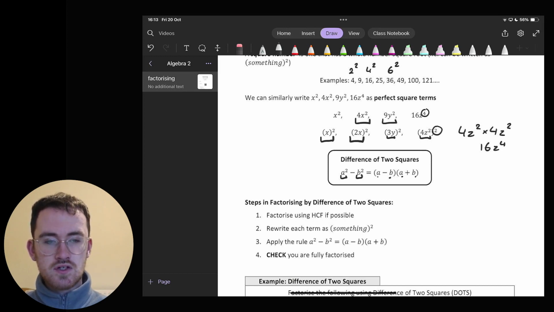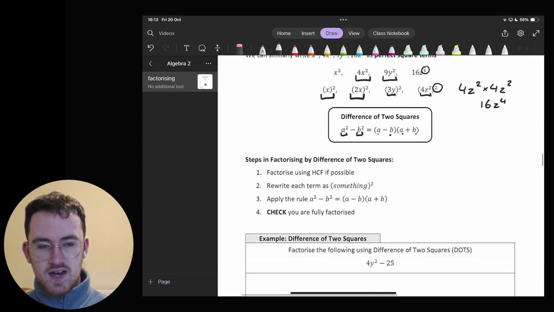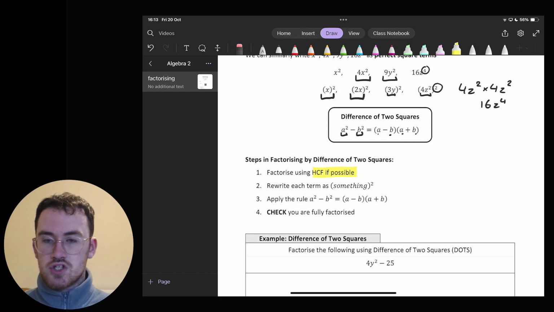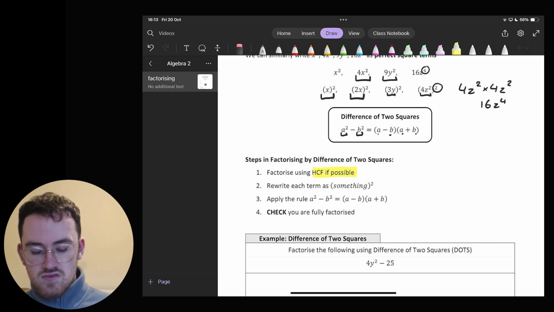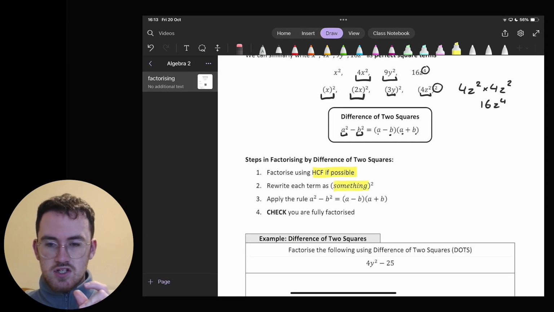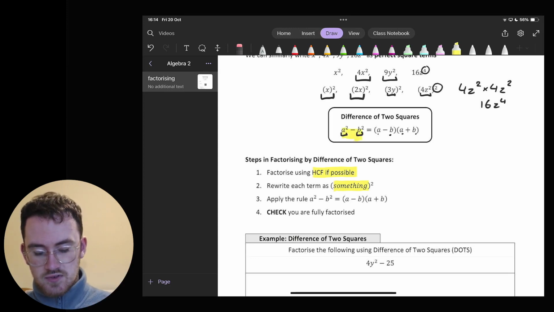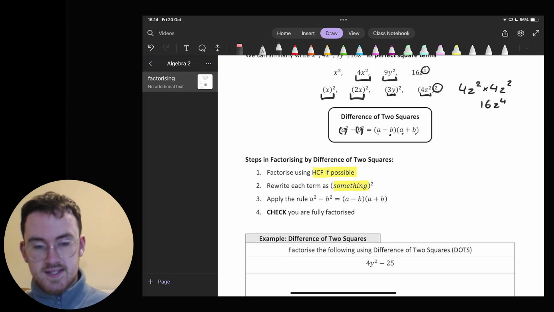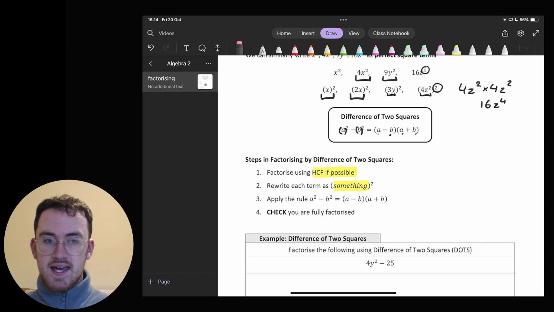So when we're looking at difference of two squares questions, we have about 4 steps that I'm going to follow. The first step is we factorize using highest common factor if possible. It's not always possible, it's not always necessary, but if it is, you must start by doing that. We then rewrite each term as something squared. So we rewrite each individual term in brackets with a squared beside it. And that lines up for us this formula that we have here, which we're going to use in writing the two brackets on the other side of our equal sign.